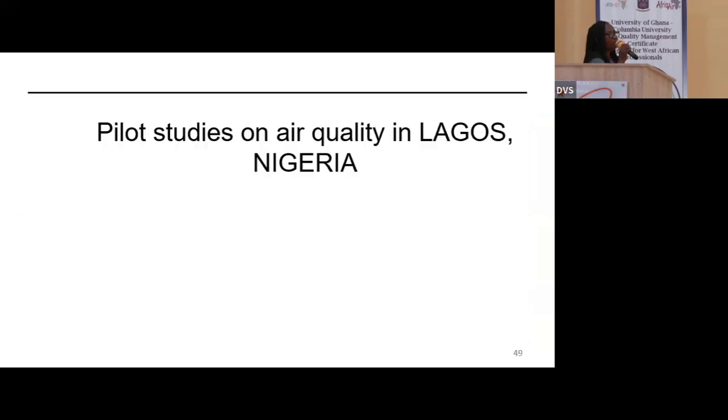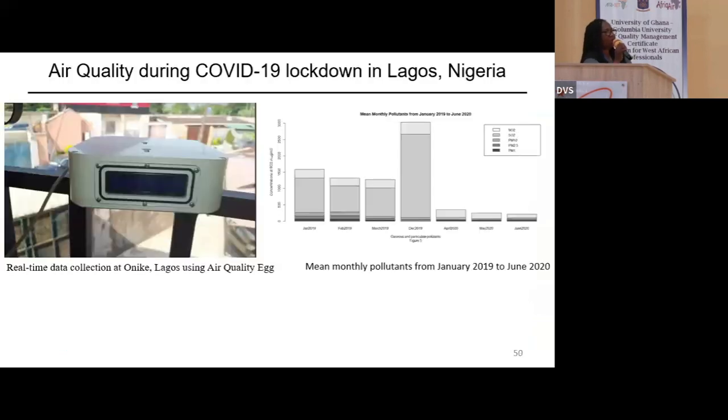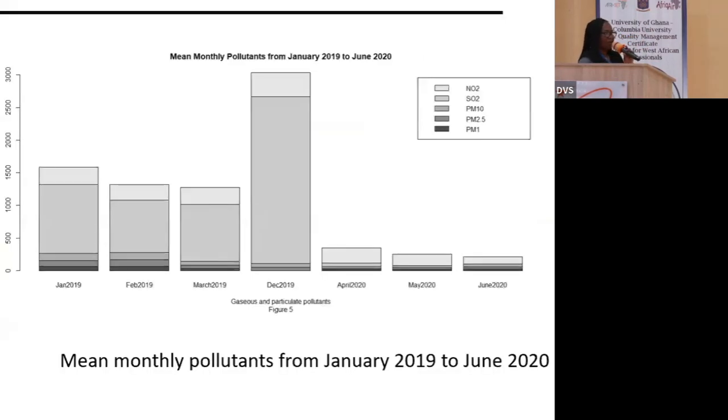Next one. So there are some pilot studies that we have in Lagos, in Nigeria, using low-cost sensors. I want to touch on them bit by bit. I mentioned the air quality egg, which you see there, and we tried something during the lockdown. We were able to see, is there any way you can increase that chart for me? At a particular place in Lagos called Onike, not far from University of Lagos.